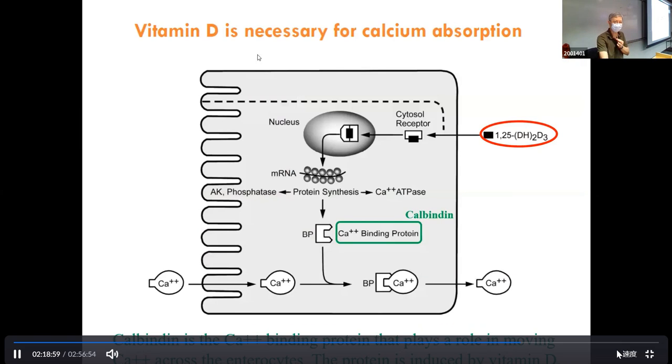So for example, vitamin D is needed for calcium absorption, right? So why is it happening? If you have vitamin D here, this is the blood side, you will then impact and have the calcium binding protein, which will then bind the incoming calcium and then release them into the blood. The calcium binding protein, in this case called calbindin, plays a role in moving the calcium across the enterocyte.